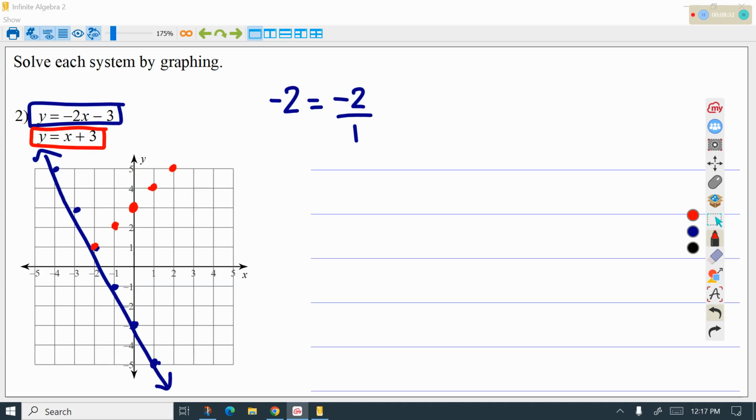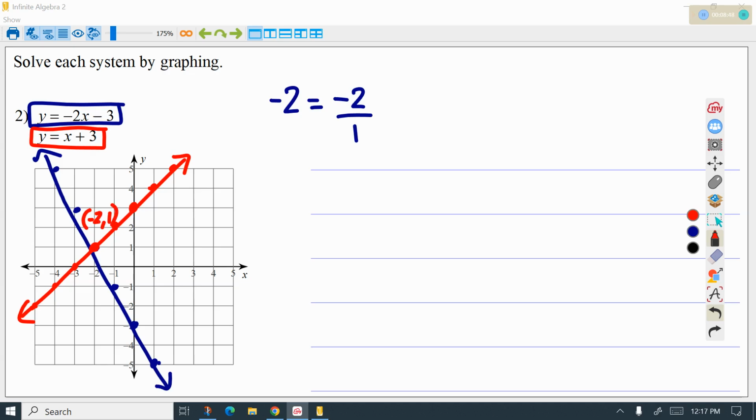Okay, and we can see where they're going to cross right there. Okay, so I can connect those points, and we see, hey, they cross in this little spot right there. Okay, and the coordinates of that point, what's the coordinates of that point right there? Well, we see that it's negative 2 and positive 1, right?